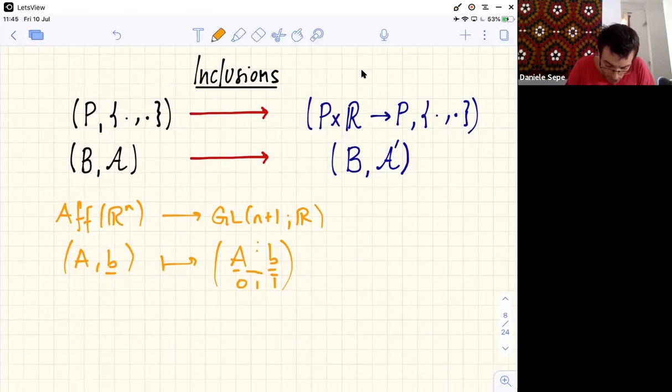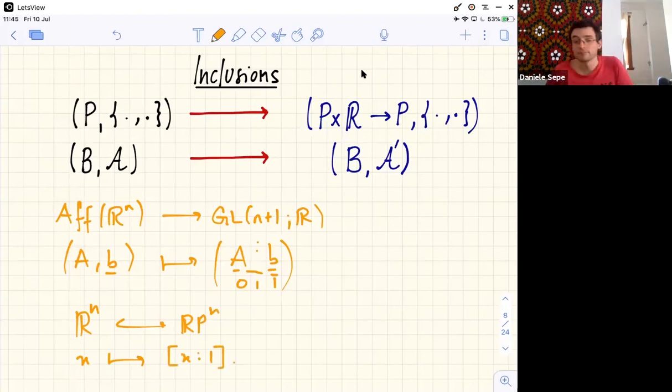And the other information that you need to know is that R^n embeds into RP^n: x goes to the equivalence class of [x:1]. I mean, these are charts, right? Now observe that I've made choices here. I chose the one where it was just to make things appear nicely. So these inclusions are not natural. They depend on my choice of seeing how affine transformations sit inside GL_{n+1}(R).